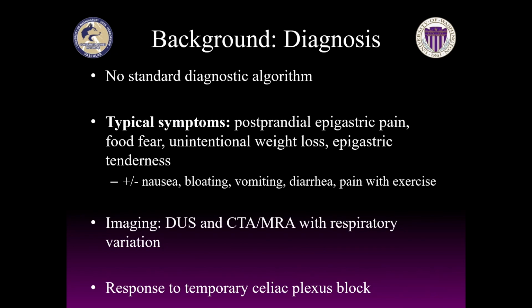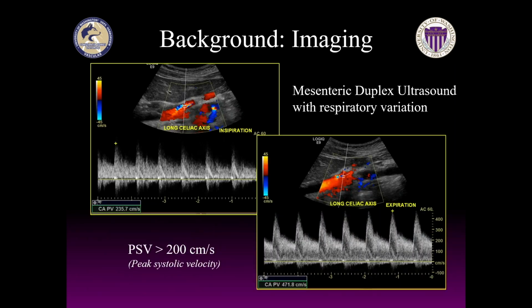Diagnostic imaging modalities include duplex ultrasonography with CT angiography or magnetic resonance angiography with respiratory variation. Relief from a celiac plexus block can be indicative of MALS. MALS typically demonstrates a peak systolic velocity of greater than 200 centimeters per second in the celiac artery on mesenteric duplex ultrasound. This is greater with expiration due to increased compression from the median arcuate ligament.